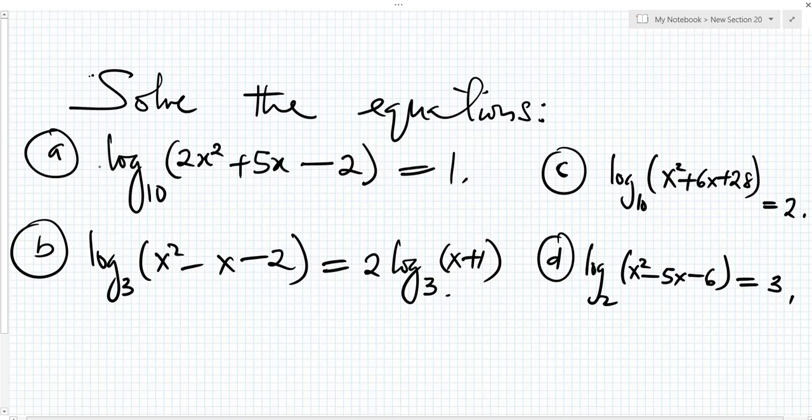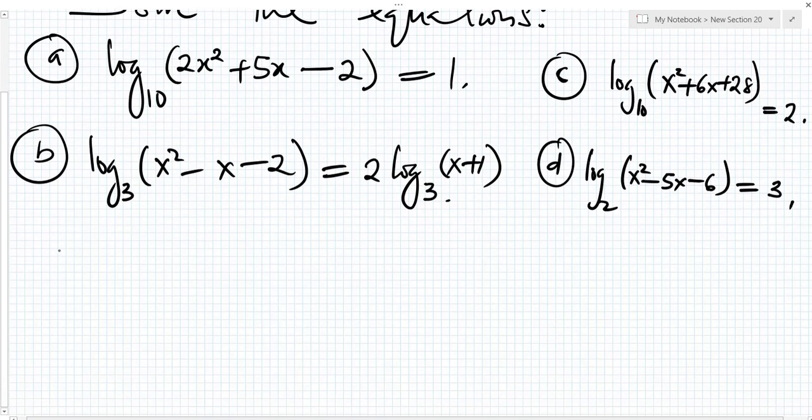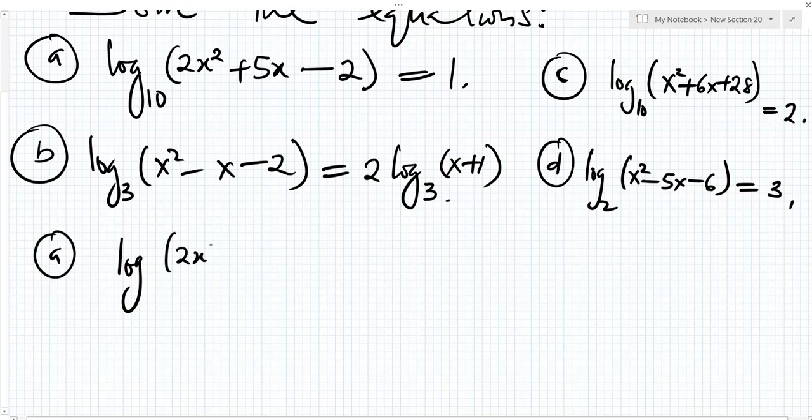Solve the equations. Solve these equations. So let's start with A, which is the first equation. We have log(2x² + 5x − 2) base 10 equal to 1.